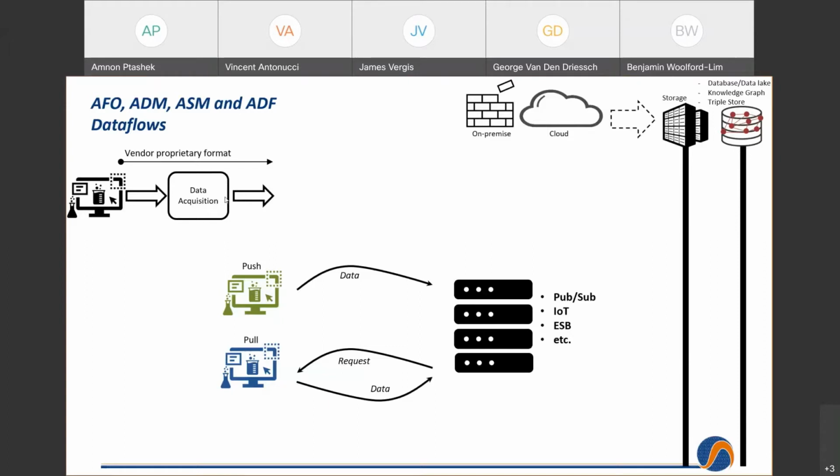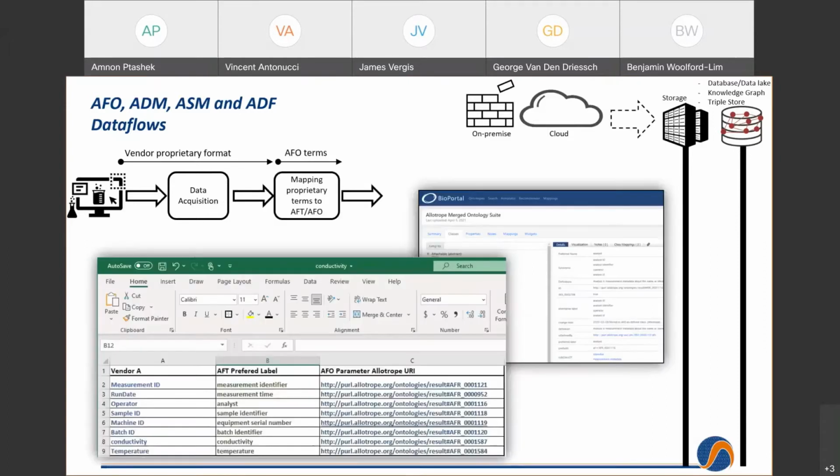Once we have the data acquisition, we are getting the proprietary format that we need to map to our standard ontology and standard terminology, to bring different results from different devices, from different vendors into a common ontology and common terminology. So in this example, we see the conductivity results in the Excel spreadsheet. And it's very simple, just to have the idea: measurement identifier, measurement time, analyst, sample identifier, equipment serial number, batch identifier, conductivity, and temperature.